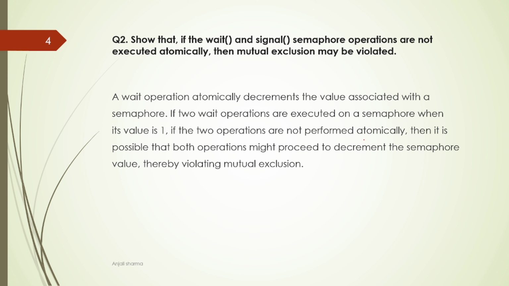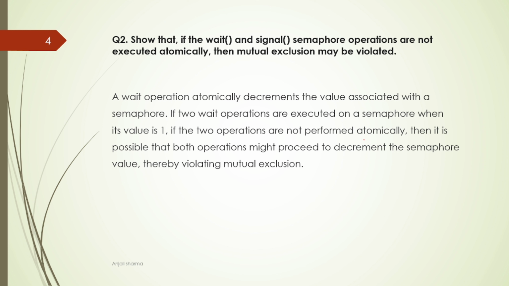It is saying that no two processes should execute their wait operation or their signal operations simultaneously. They should be atomic, one process at a time. If it has not been done, then the property of mutual exclusion will be violated. So we have to prove it right now. Let us see what the answer says.